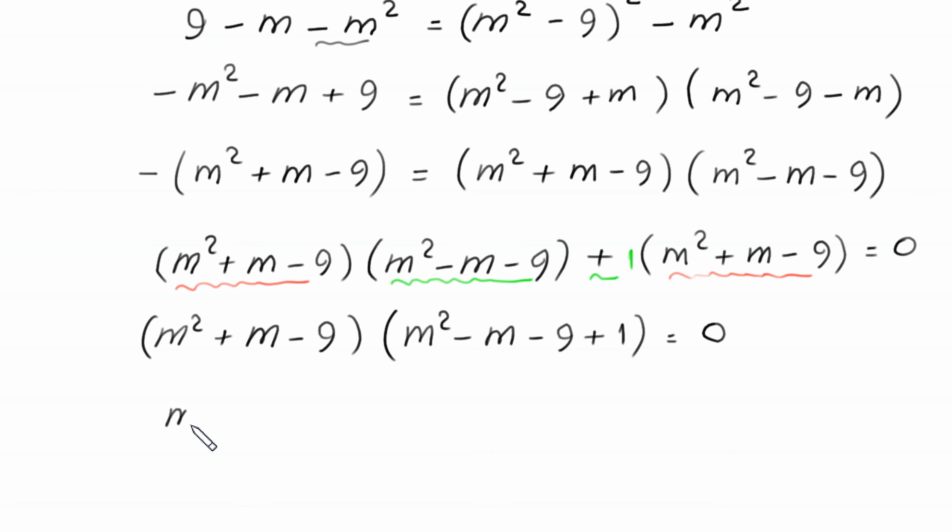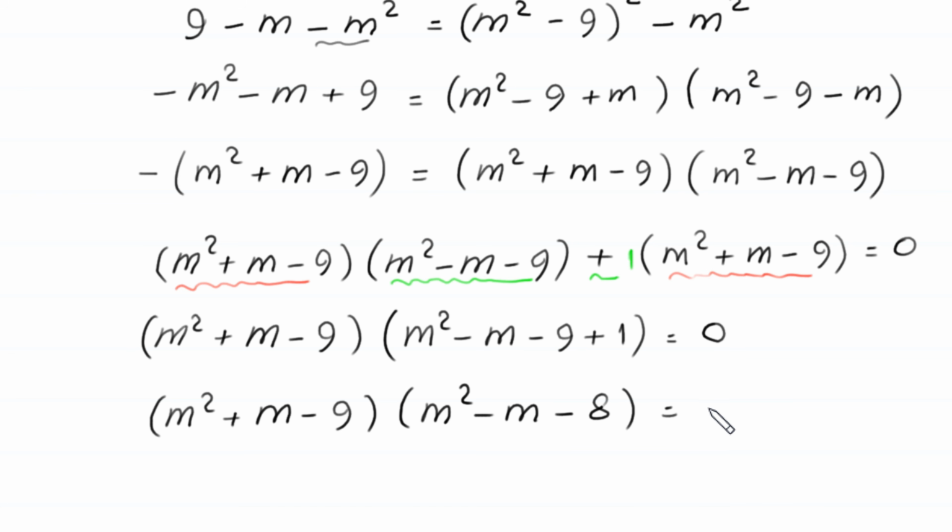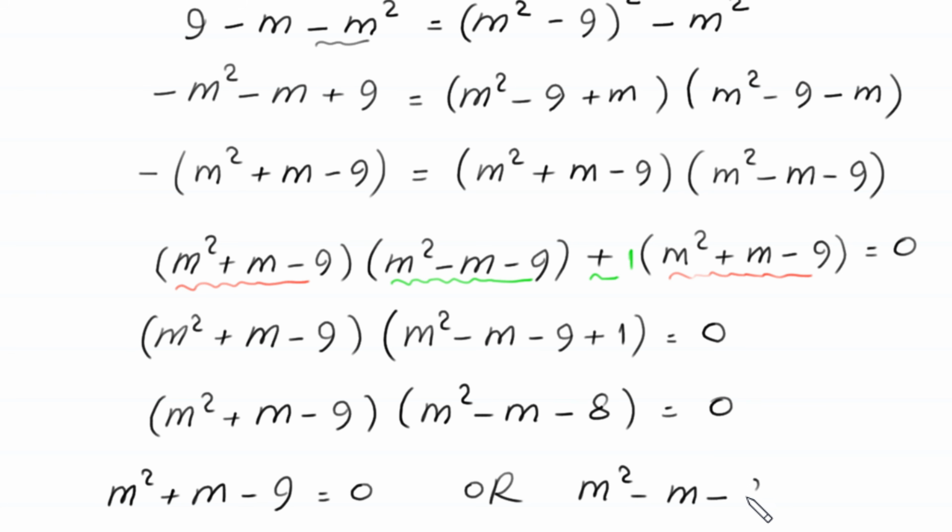Next, m squared plus m minus 9 times m squared minus m. This negative 9 plus 1 will become negative 8 is equal to 0. From here, either this expression m squared plus m minus 9 is equal to 0, or this expression m squared minus m minus 8 is equal to 0.